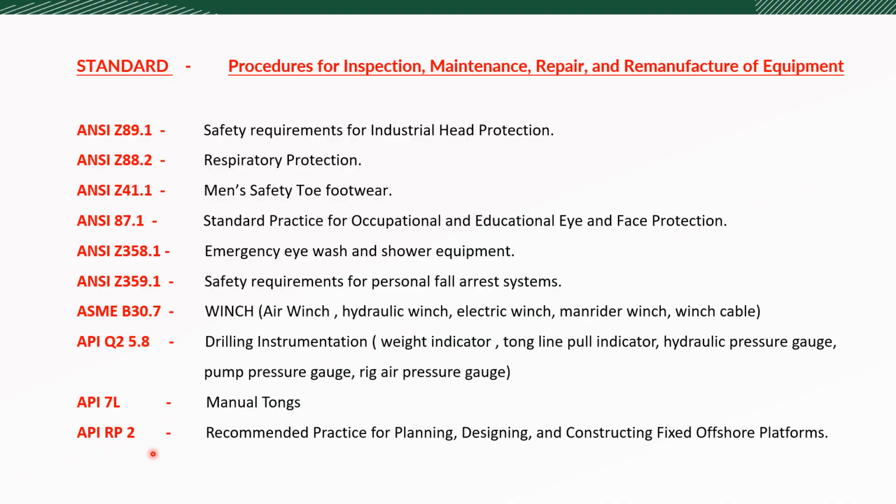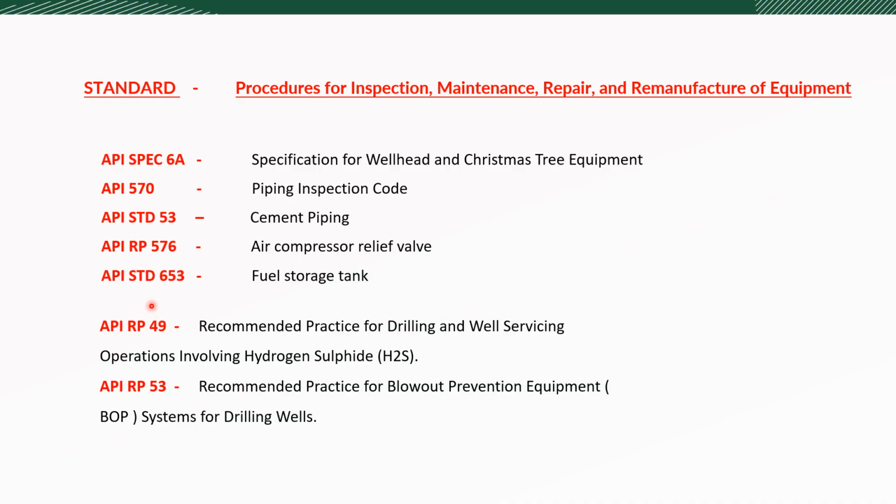API RP 2A, recommended practice for planning, designing, and constructing fixed offshore platforms. Now, API Spec 6A, specification for wellhead and Christmas tree equipment. API 570, piping inspection code. API STD 53, cement piping. API RP 576, air compression relief valve. API STD 653, fuel storage tank.